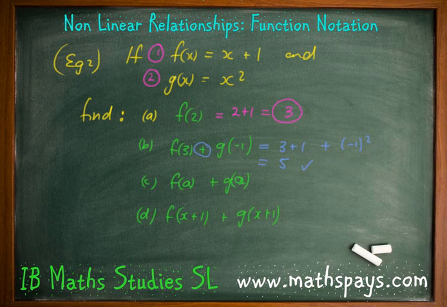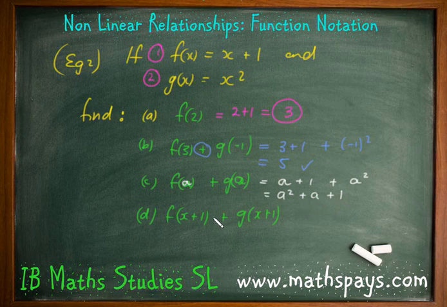Now, what about C? C is just that little bit different. C has got an a there, which means for the first function, instead of putting a 2 or a 3 in there, I'm simply going to put an a in there, plus 1. And I'm adding it to g of a, which is a squared, which means I've just got a squared plus a plus 1. Simple, right? Not that challenging.